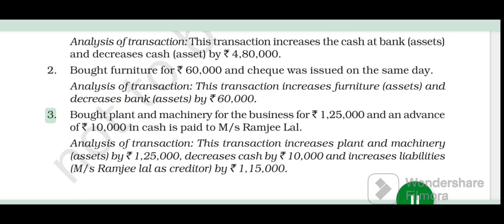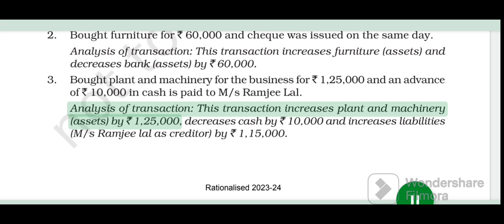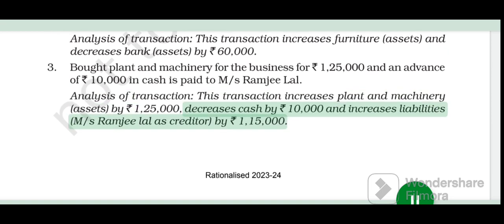3. Bought plant and machinery for the business for $125,000 and an advance of $10,000 in cash is paid to M.S. Ramji Lal. Analysis of transaction: This transaction increases plant and machinery, asset, by $125,000, decreases cash by $10,000 and increases liabilities, M.S. Ramji Lal as creditor, by $115,000.